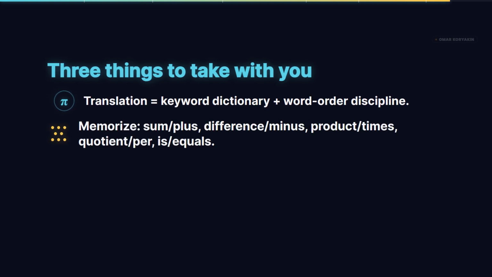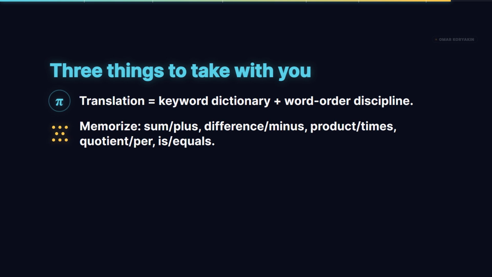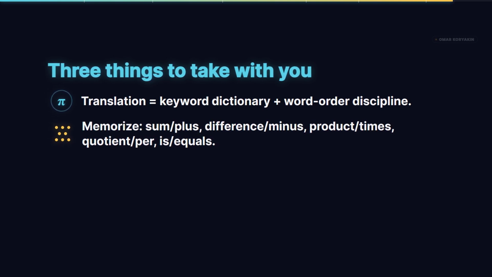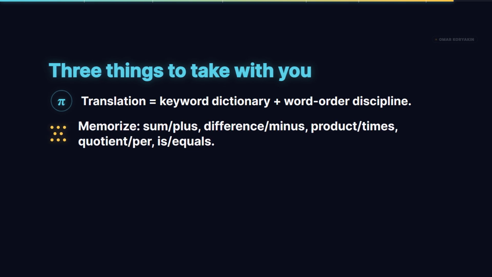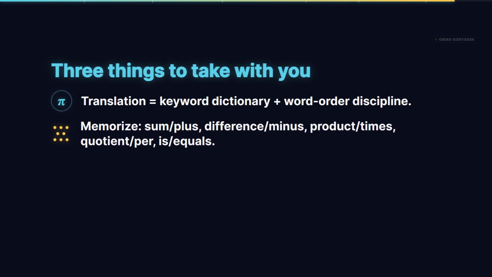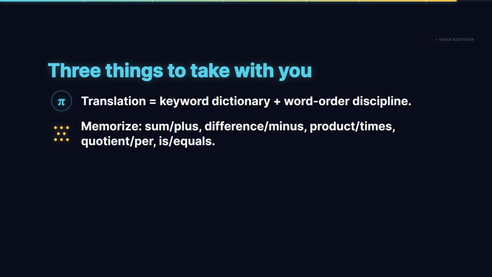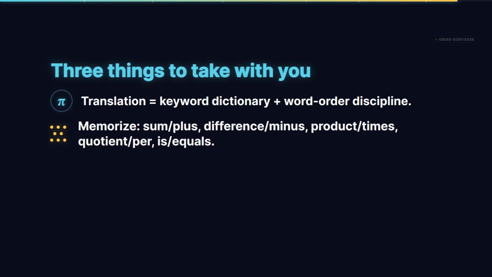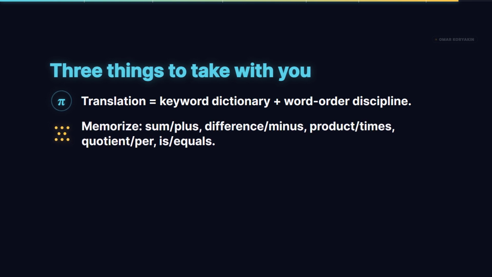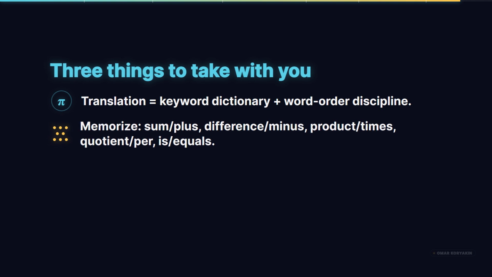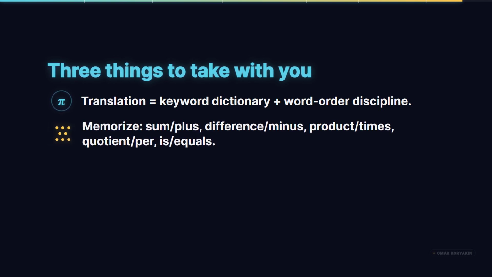Second, memorize the keyword dictionary. The sum, plus, and more than mean addition; the difference, minus, and less than mean subtraction; the product, times, and twice mean multiplication; the quotient, divided by, and per mean division. The word "is" along with equals, gives, yields, and results in all mean the equals sign. Fifteen or so entries total. Spend 10 minutes on flashcards and you will have the dictionary code for life.